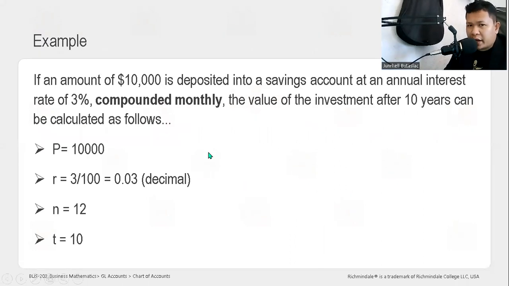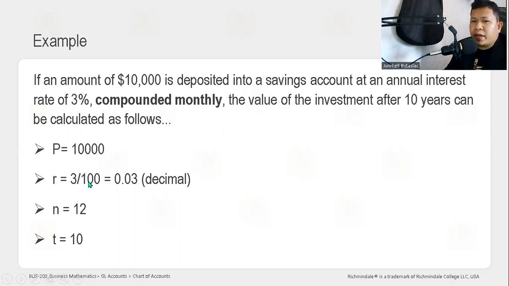So, okay. So there's an example here. If an amount of $10,000 is deposited into a savings account at an annual interest rate of 3%, compounded monthly, the value of the investment after 10 years can be calculated as follows. Let's say, for example, what is the principal amount? So the principal amount here is $10,000.